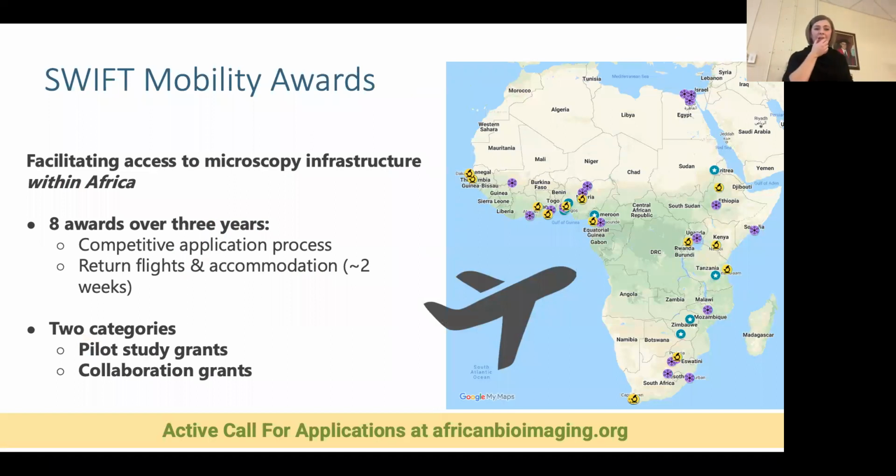A key opportunity that we have at the moment that we're very excited about is what we've called the SWIFT Mobility Awards. These are mobility awards to allow researchers to travel within Africa to a different country to access microscopes that they don't have access to, either for pilot experiments. We have no expectation of research output, except hopefully that they would know that they can pursue more microscopy together and perhaps write a grant.